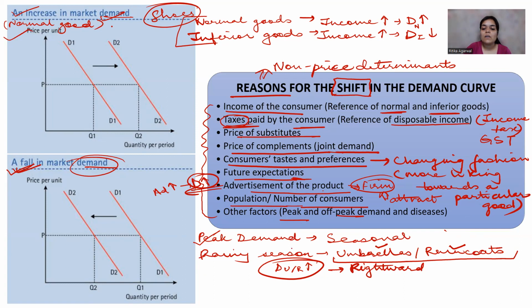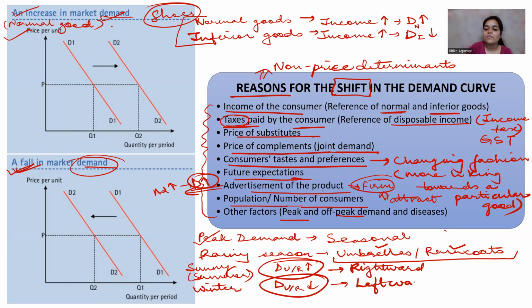Now, considering on the other hand, if it's a sunny season, maybe summer season, or you can say winter season, you will not be demanding umbrellas and raincoats. So the demand for umbrellas and raincoats will fall, and the demand curve will shift leftwards. Now till here, this was peak season, peak demand. For off-peak demand, we'll consider sunny and winter season, or summer and winter season, where we can see that the demand will fall for that particular good. So there will be a leftward shift in the demand curve.